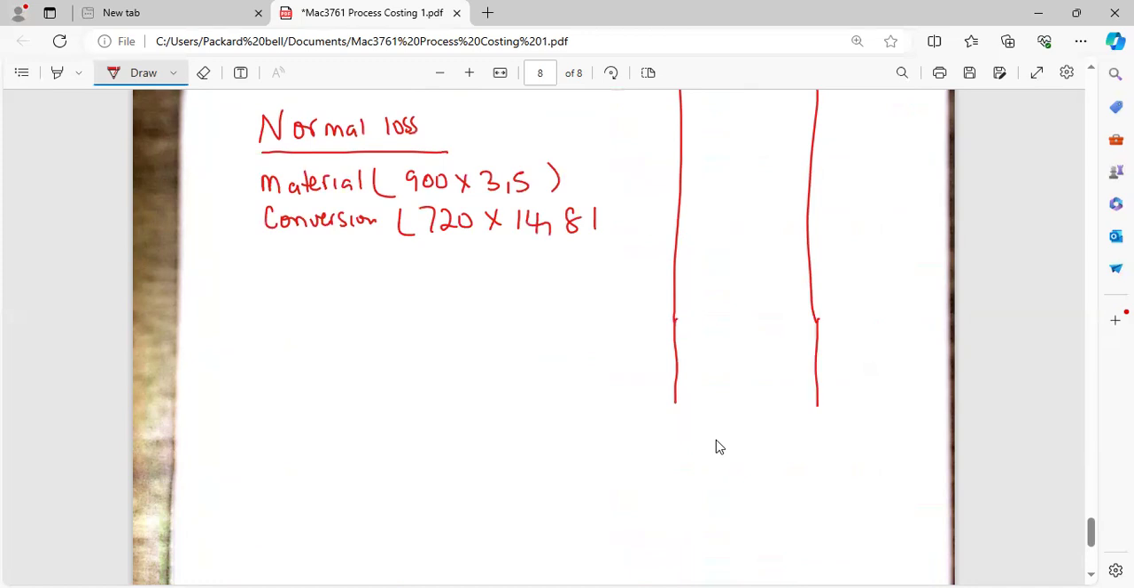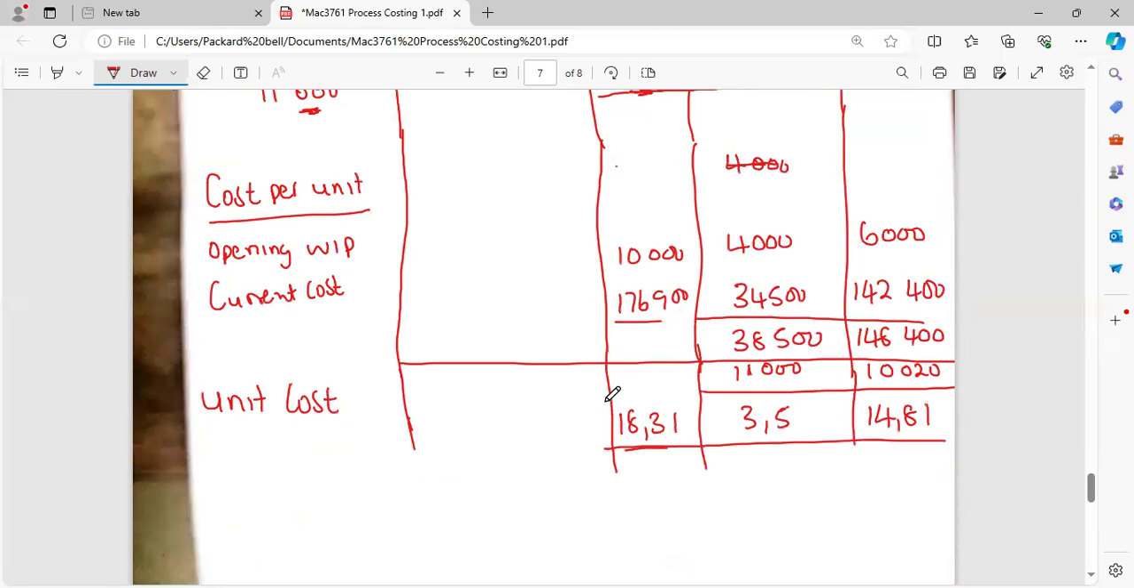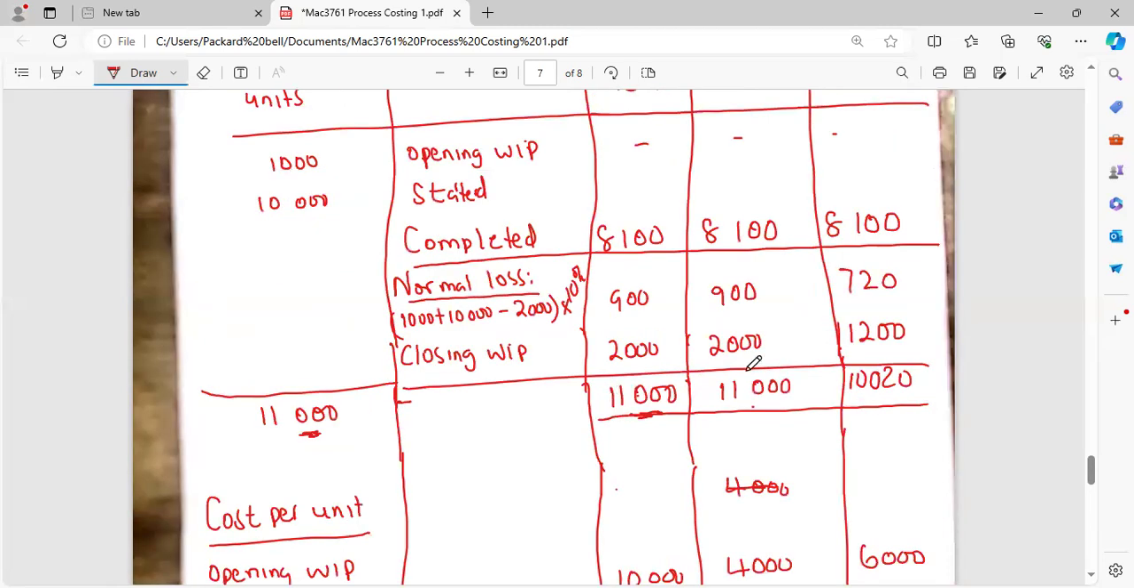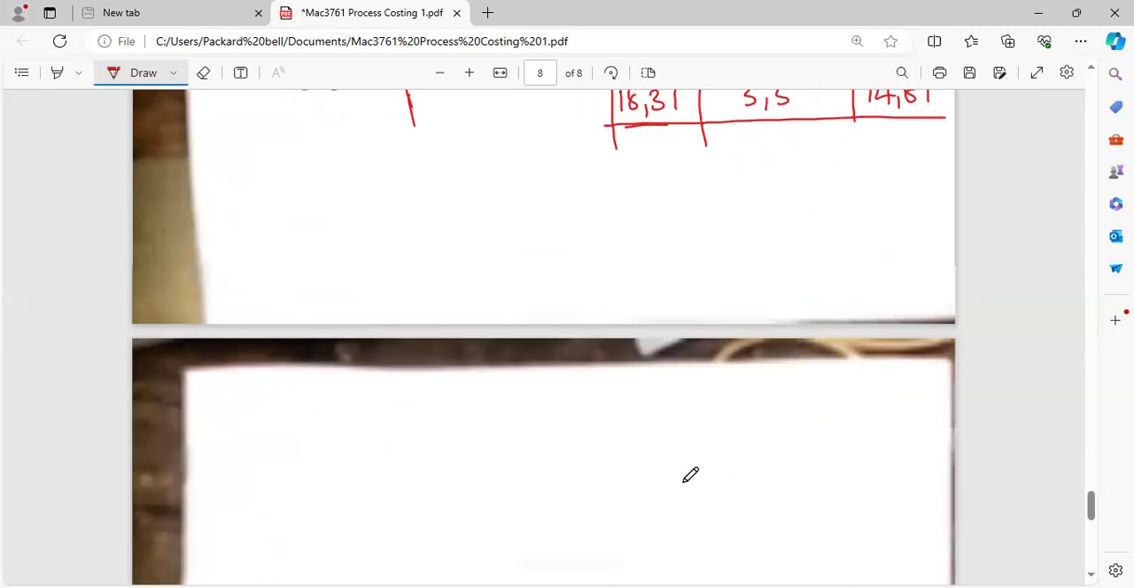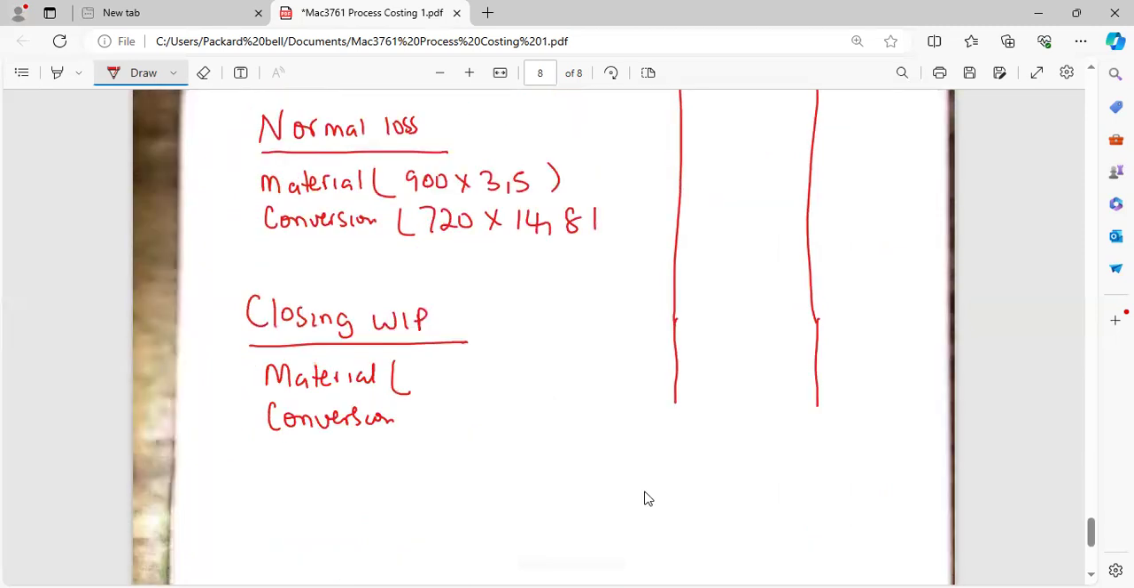Then you go and take also the closing work in progress. So your closing work in progress is also going to take the materials and conversion. What was the material under closing work in progress? The material under closing work in progress is 2,000. Then the conversion is 1,200. So material is 2,000 times the material cost per unit, which is 3.5. Then conversion is going to be 1,200 times 14.81.